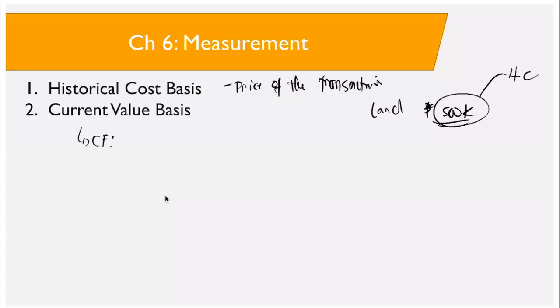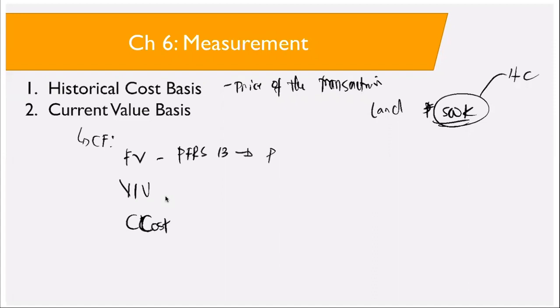Under the conceptual framework, it provides us three current value bases. So these are first your fair value. Next, we have your value in use. Next, we have your current cost. So your fair value, this is provided under your PFRS 13. The same definition under PFRS 13.